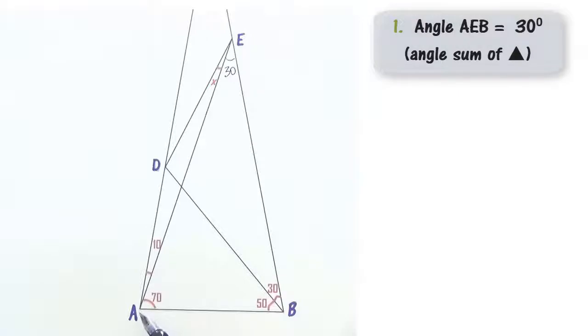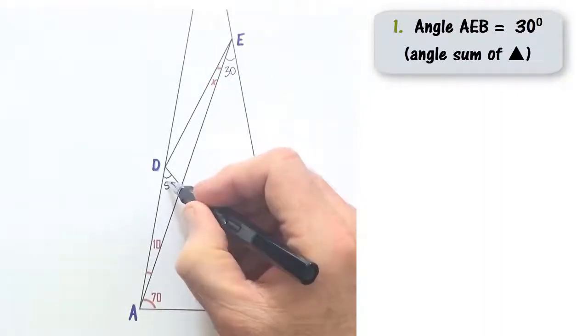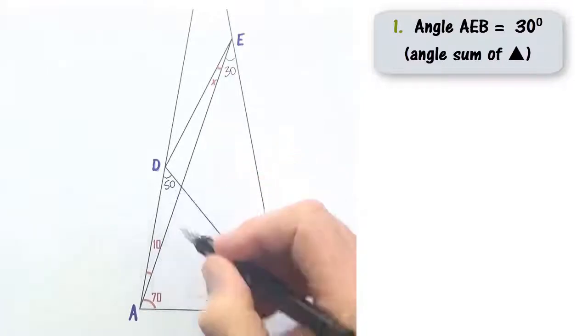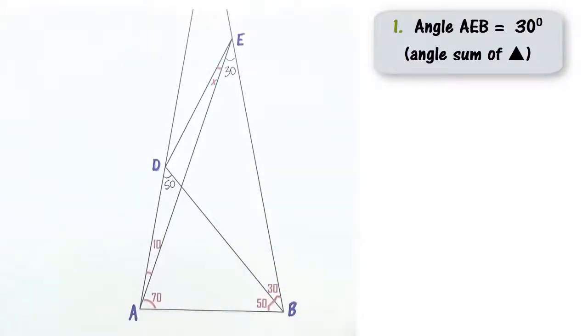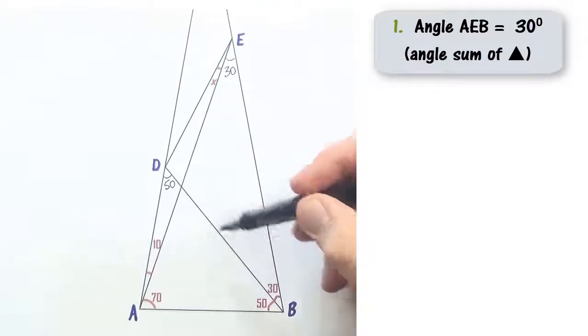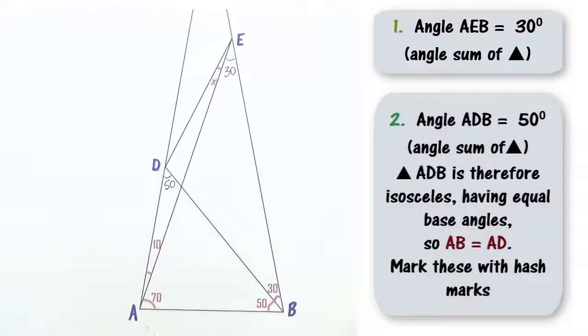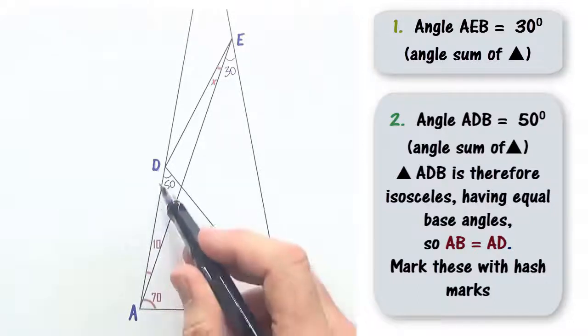The next triangle I want to look at is ADB. I have angles of 80 degrees and 50 degrees. That means angle ADB will be 50 degrees. But that means I have equal base angles. Therefore, the triangle is isosceles, and AB will equal AD.